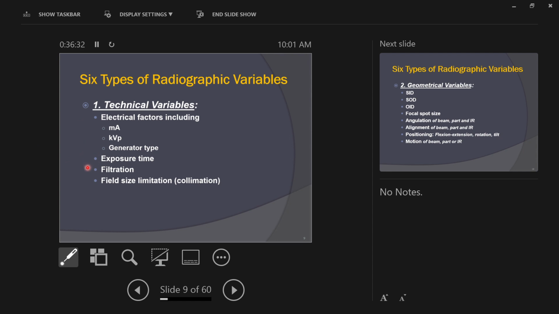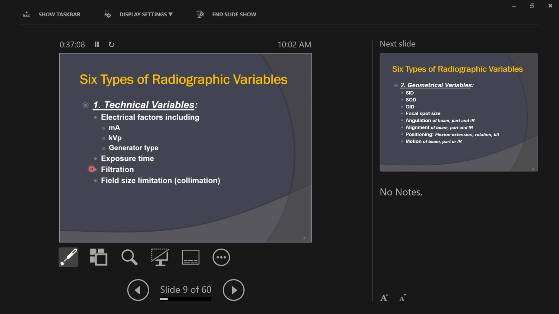Fantastic. The last two, this is one of 6 categories, by the way. The last two technical variables, filtration and field size limitation. Filtration is, what am I putting in the way of the X-ray beam to absorb the low energy, non-diagnostic, useless radiation? Okay. Here's a number for you. Any X-ray machine that's capable of achieving above 70 kVp, so any machine operating above 70 kVp, needs 2.5 millimeters of aluminum filtration, aluminum or aluminum equivalent.